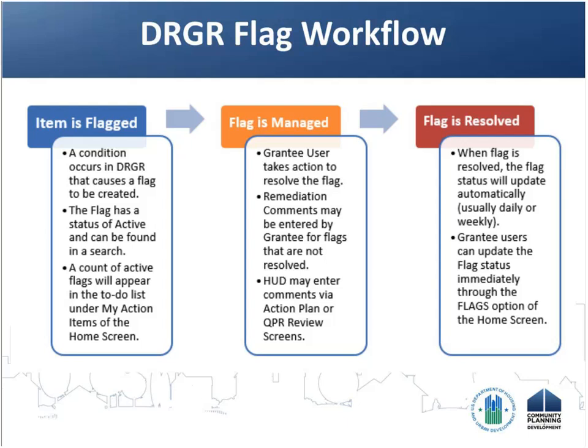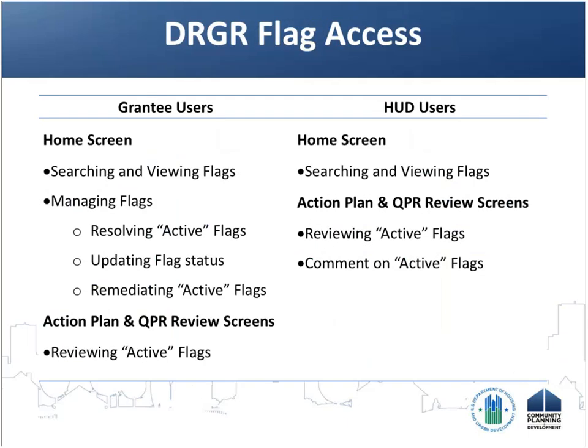And again, if you want to be a good grantee, like I know you all are, and you're trying to clear your active flags during action planning QPR submission, and you don't want to wait a week to see if this thing actually worked, you can click a button that says Update Flags, and it'll run the condition of that flag again. If you've met the criteria, the flag will go from active to completed, and voila, you've done your job. So it gets flagged, you manage it, and you finally resolve it. That's the workflow.